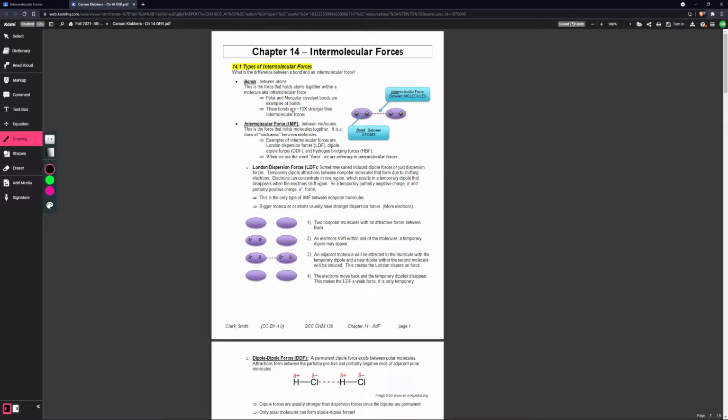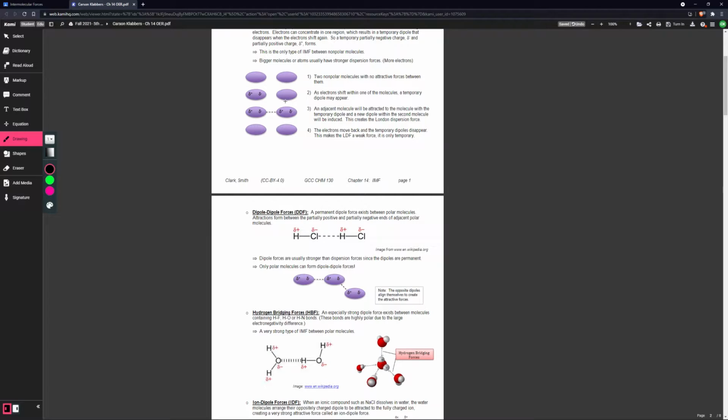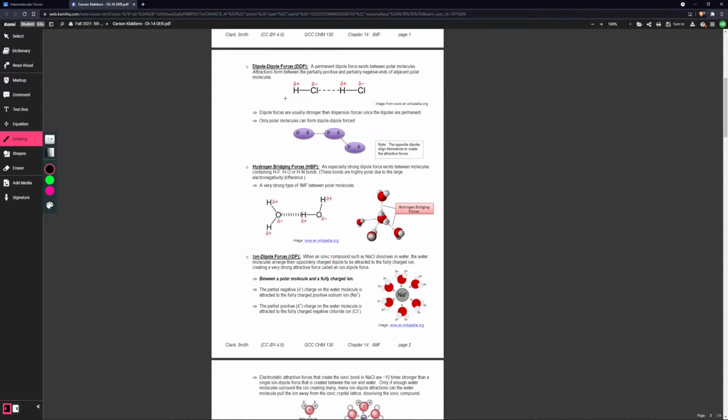So today we'll be going over the definitions of what makes a bond polar, covalent, or ionic, and then the different types of forces that they are and how to identify if the compounds are going to be an intermolecular force like an LDF, London dispersion, dipole-dipole, hydrogen bridging, and ion dipole.